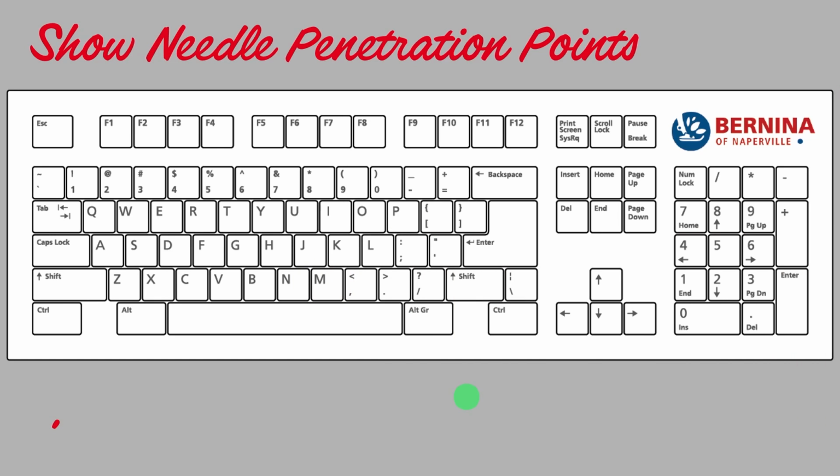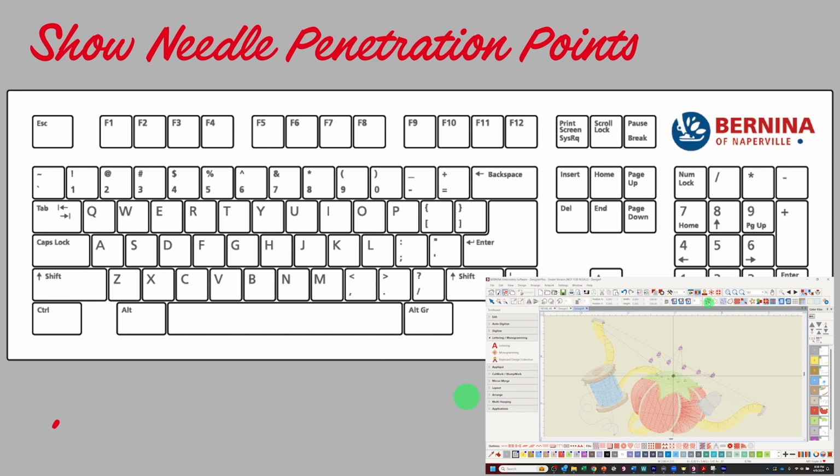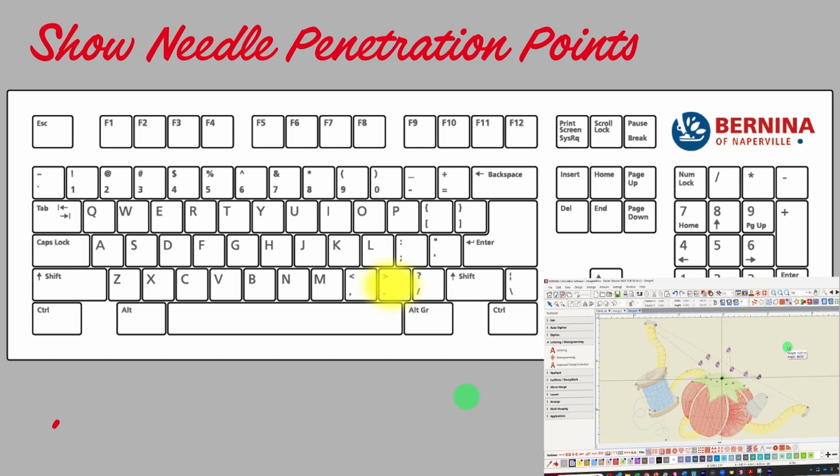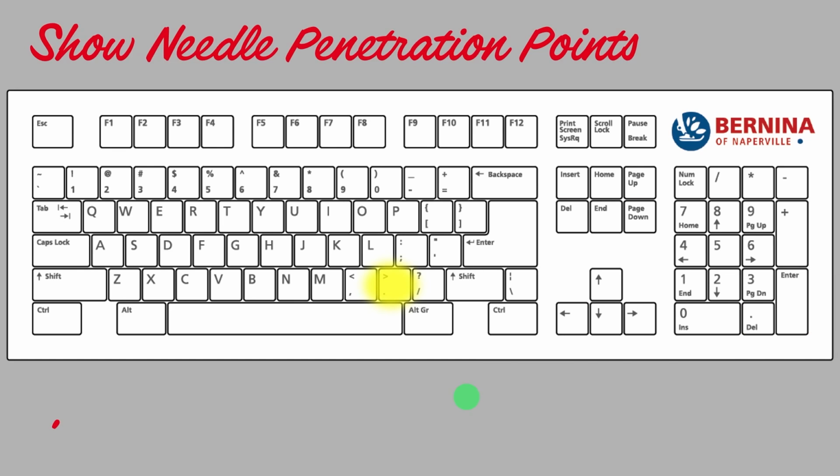Sometimes you want to show the needle penetration points, particularly when you're in design view and you want to see if you actually have a fancy fill or not or whatever. Just a simple little click of the dot or the period on your keyboard and it'll show the needle penetration points. Likewise, if it's showing needle penetration points and you don't want to see them, you can select the dot and it will go back to standard.